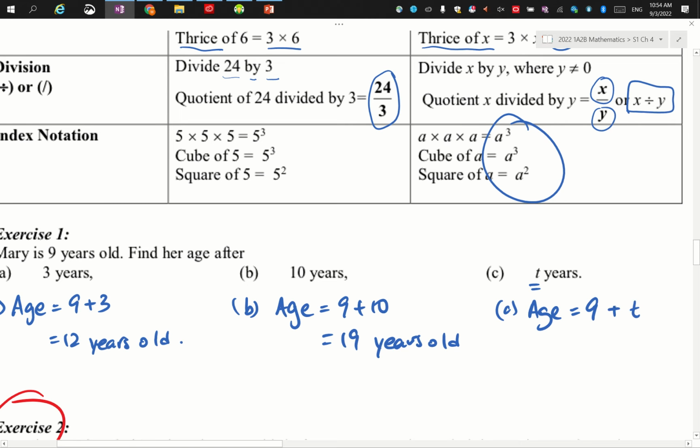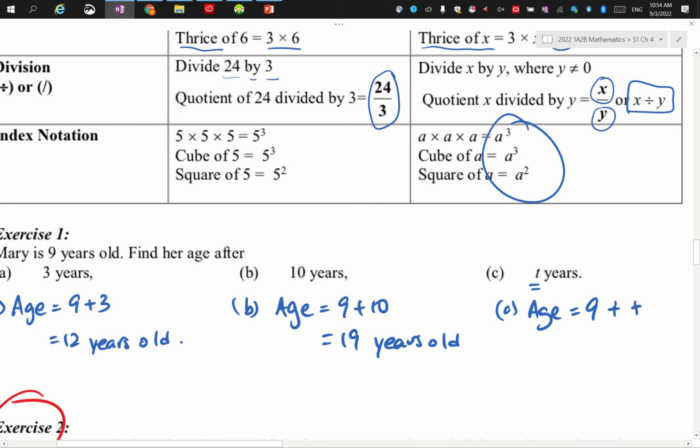Look at how I write the letter T. Does your plus look like T? Does your T look like plus? If it does, then it's time to change. I do not want to see this. Age equals 9 plus T.